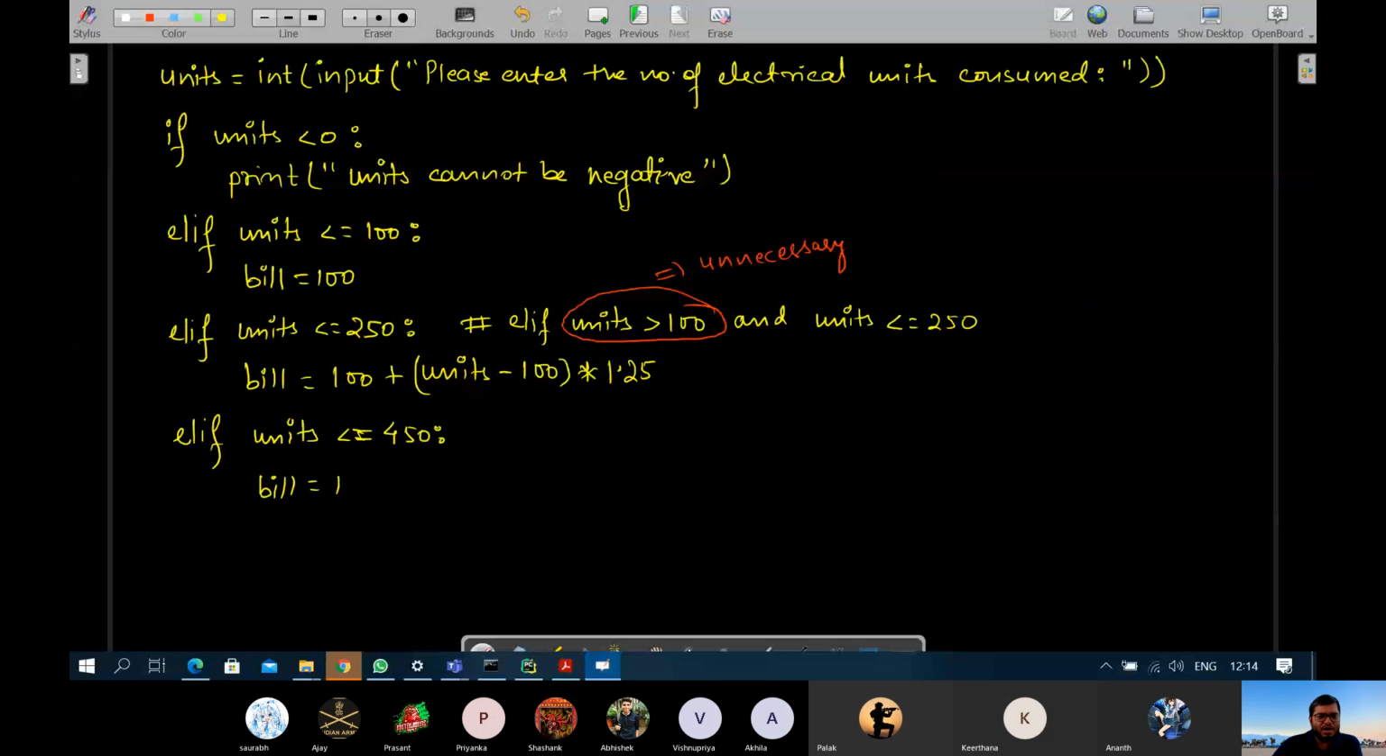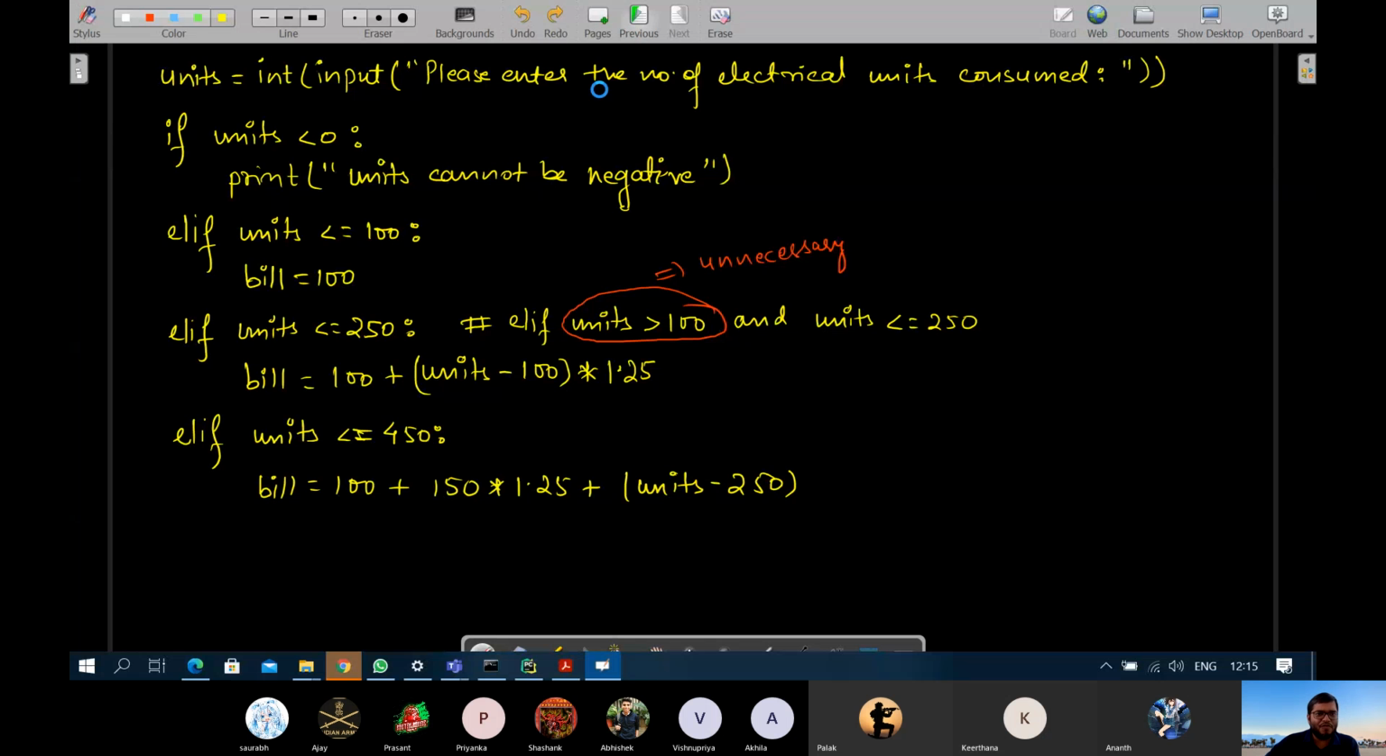So we'll write bill is equals to 100 plus 150 multiplied by 1.25 plus then you have number of units minus 250. Why? Because for first 250 calls you have already calculated for 100 fixed 100, and then for 150 multiplied by this, and then that will be all for this line.